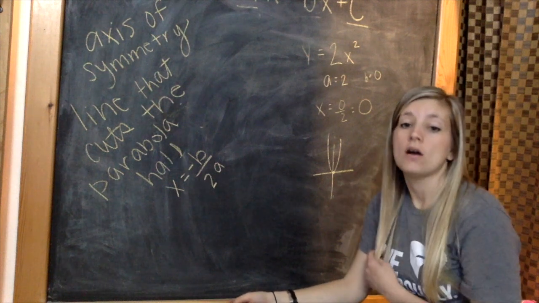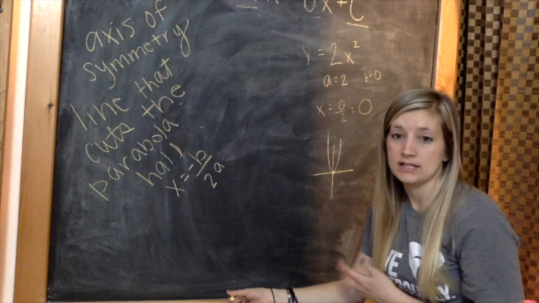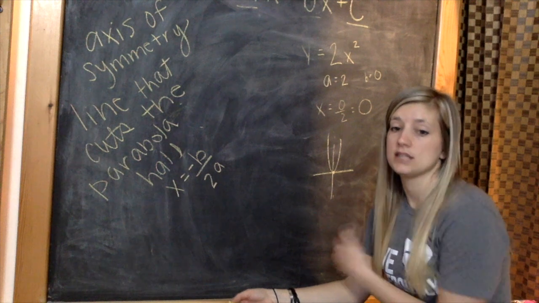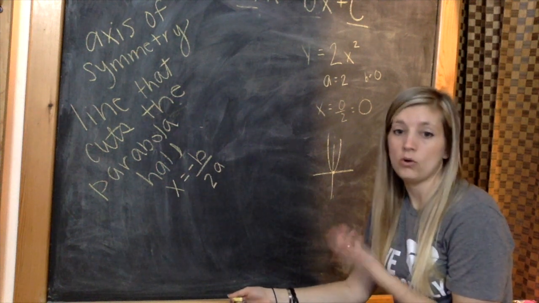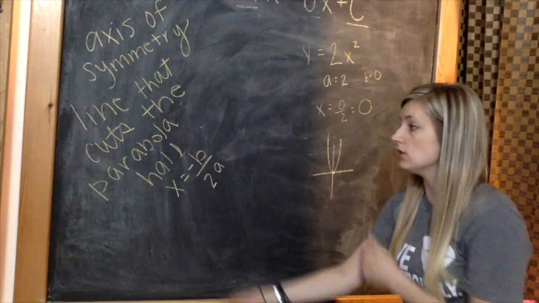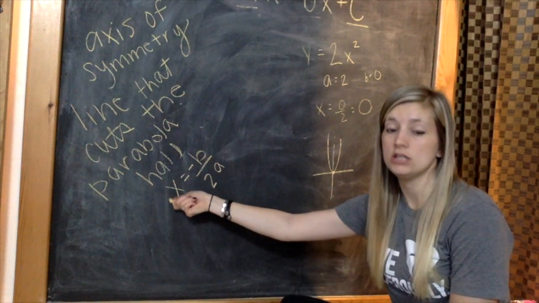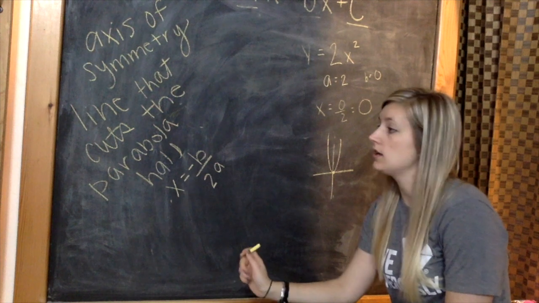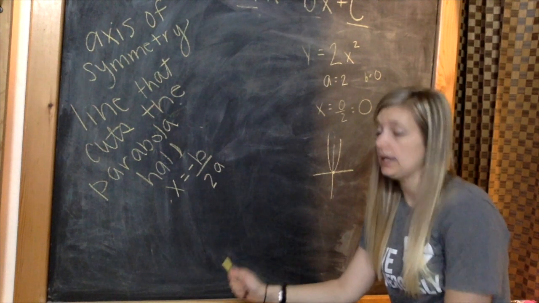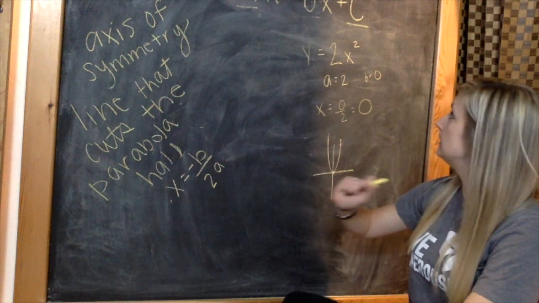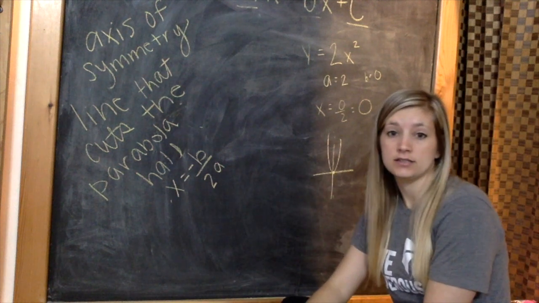So I really hope that this video helped you find the axis of symmetry. So now you're going to practice this right now, and you're going to answer a couple of questions based on if I give you the picture or if I give you the equation. You also have to make sure that you know this definition: the axis of symmetry is the line that cuts the parabola in half. And I think that's honestly it for this video.